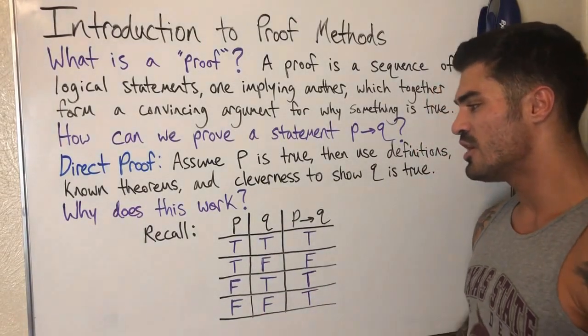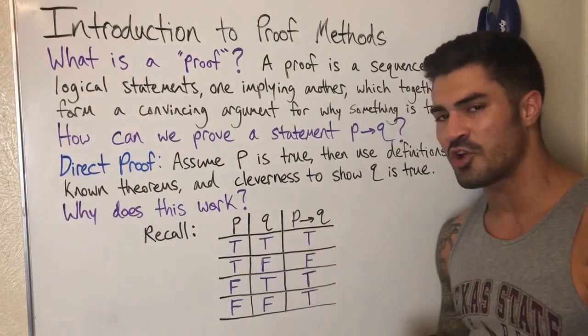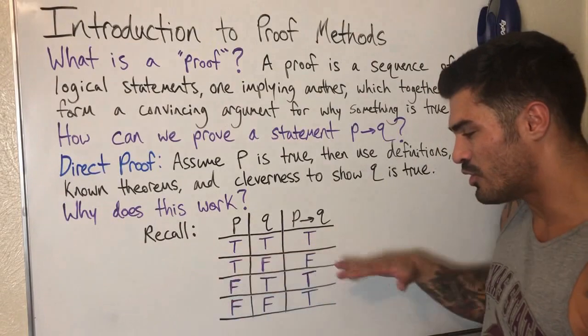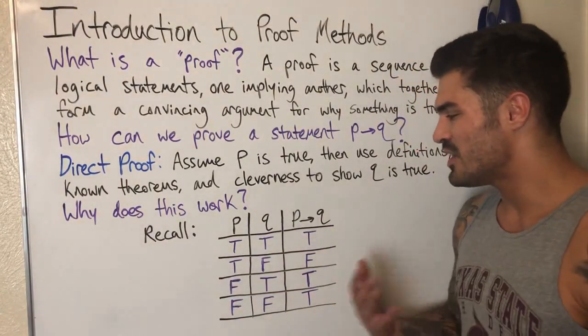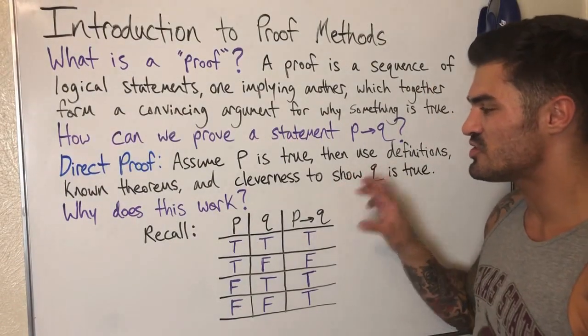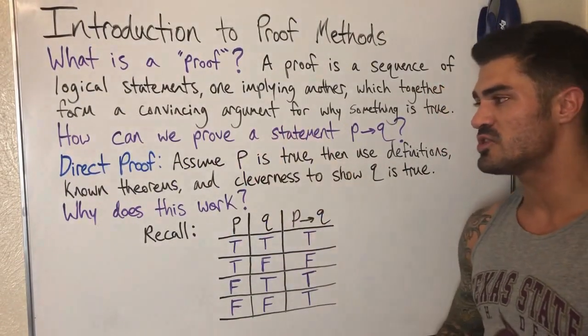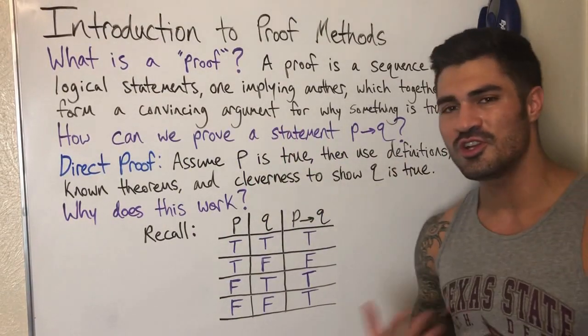All we have to do is show that P being true guarantees that Q is also true. If we can show that, then we can eliminate this second row, again, from the realm of possibilities. That's how I think of it, at least. And we could therefore say that a conditional statement is true. So this is the direct proof method. We're going to assume the premise is true and use some cleverness to show that the conclusion is true.